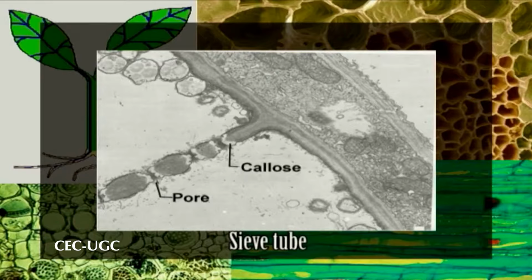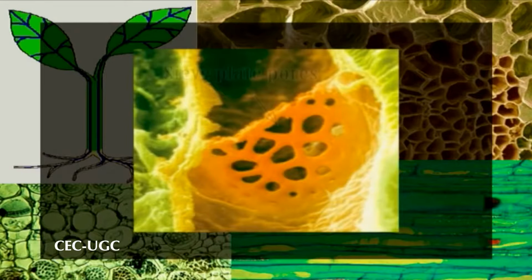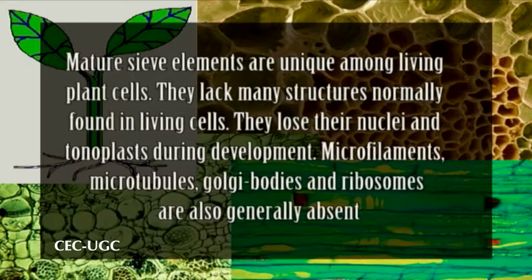The plasma membrane of sieve tube element is continuous with that of its neighboring sieve tube element. Furthermore, the sieve plate pores of sieve tube elements are open canals that allow the transport between the cells. Mature sieve elements are unique among plant cells. They lack many structures normally found in living cells. They lose their nuclei and tonoplast during development. Microfilaments, microtubules, Golgi bodies, and ribosomes are also absent.